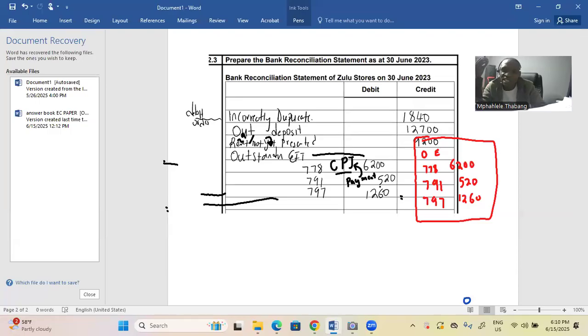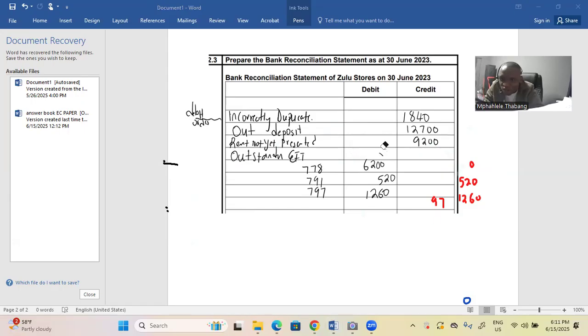So it means, I said to you, these EFTs surely are recorded in CPJ. And remember, what we put in the CPJ must appear on the debit side of the bank statement. So don't be surprised when I'm putting these outstanding EFTs on the debit side of the bank reconciliation statement, because they have to be on the debit side of the bank statement. Now let me erase this. This should not confuse you. Let me erase so that you see your bank reconciliation statement. It contains outstanding deposits. It contains outstanding payments.